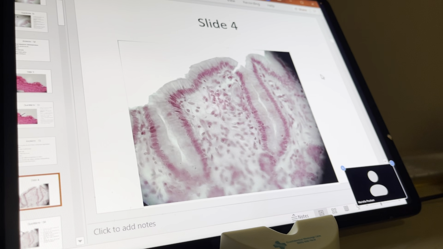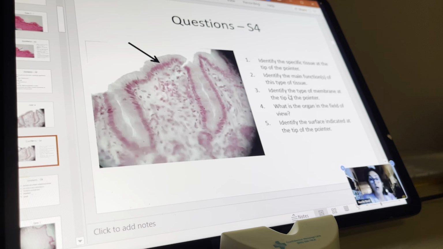Yeah, no problem. All right, so slide 4, for Melissa. Okay, so Melissa, these are the questions. Identify the specific tissue. I think it's a simple columnar epithelial tissue. Yeah, good job. That was super good.